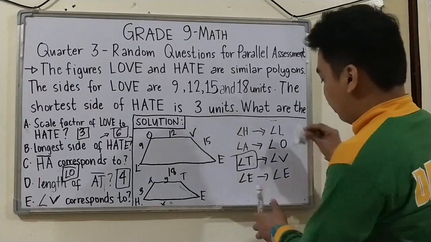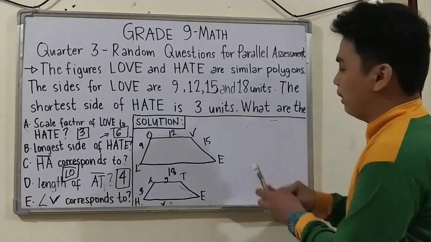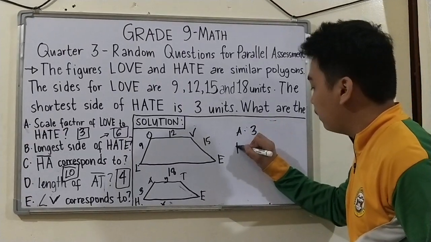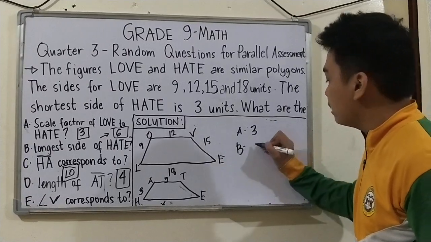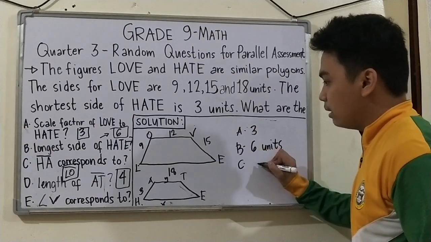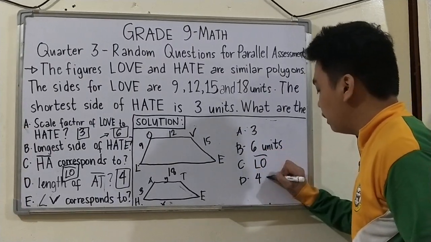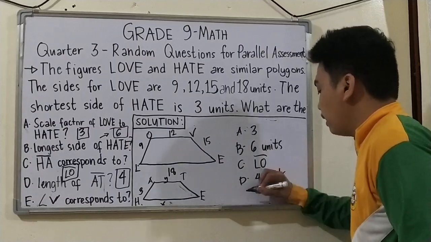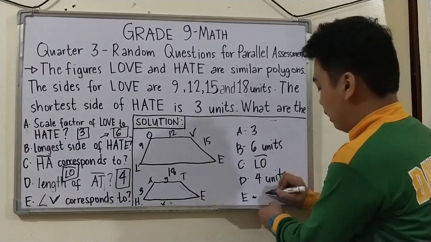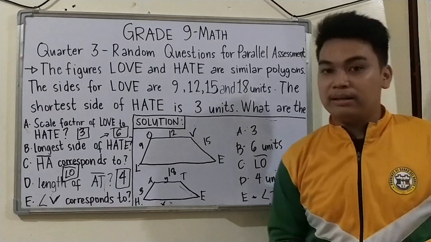So again, the answers for the letters A to E. So for letter A, the answer is equal to 3. For letter B, the answer is 6 units. For letter C, the answer is side LO. For letter D, the answer is 4 units. And for letter E, the answer is angle T, and that is the final answer.